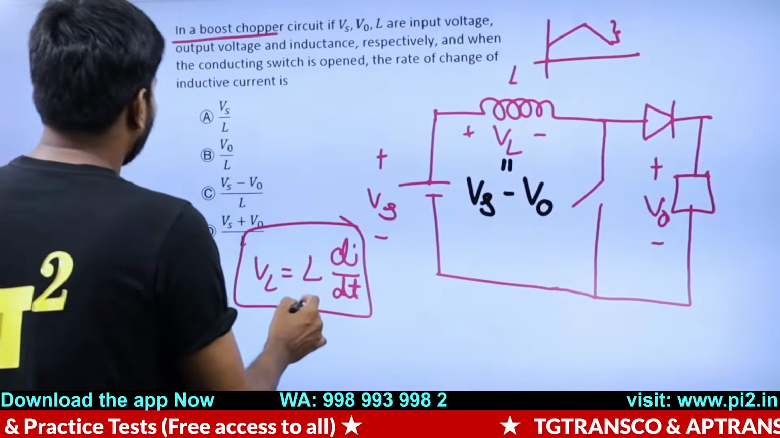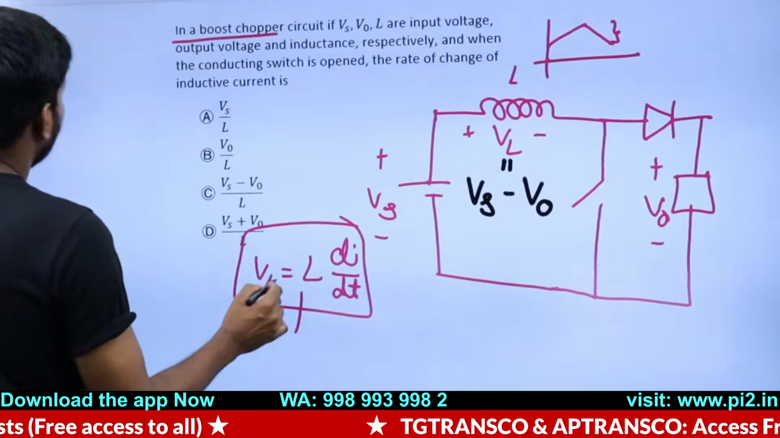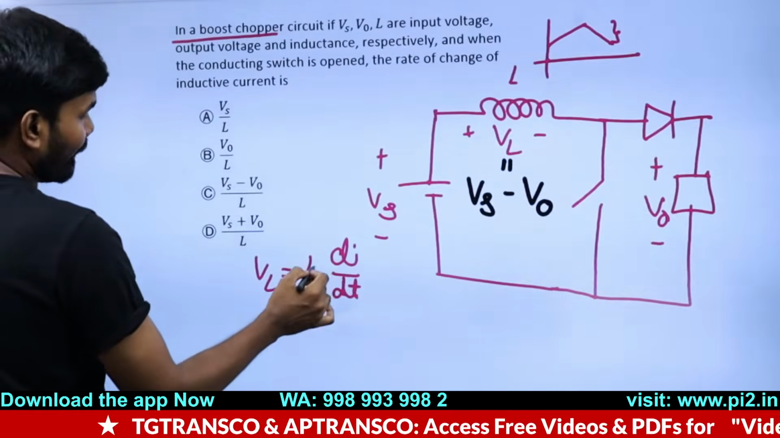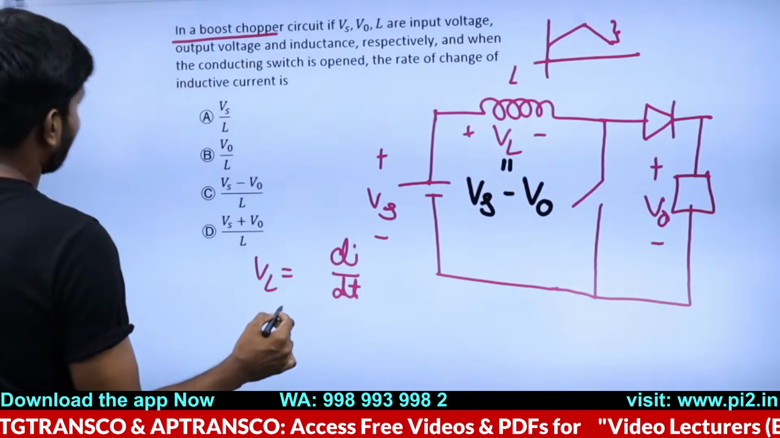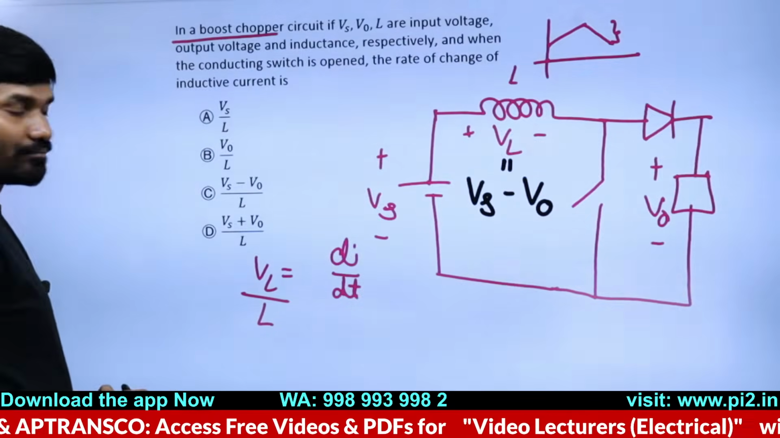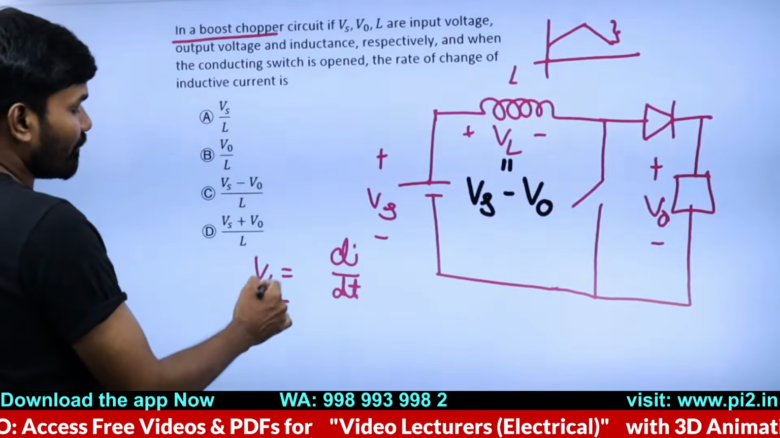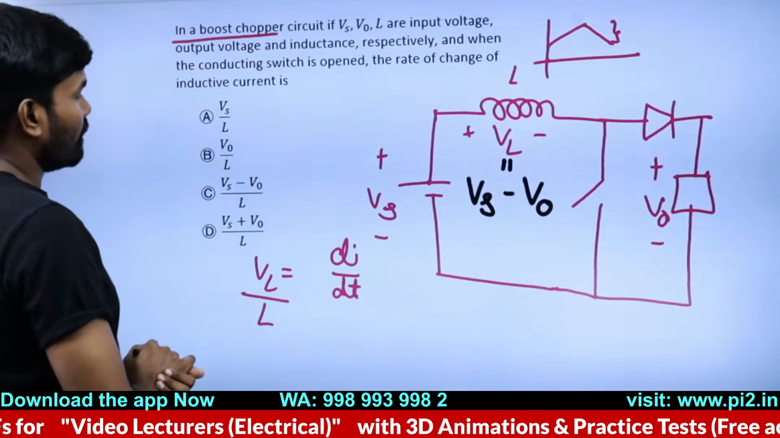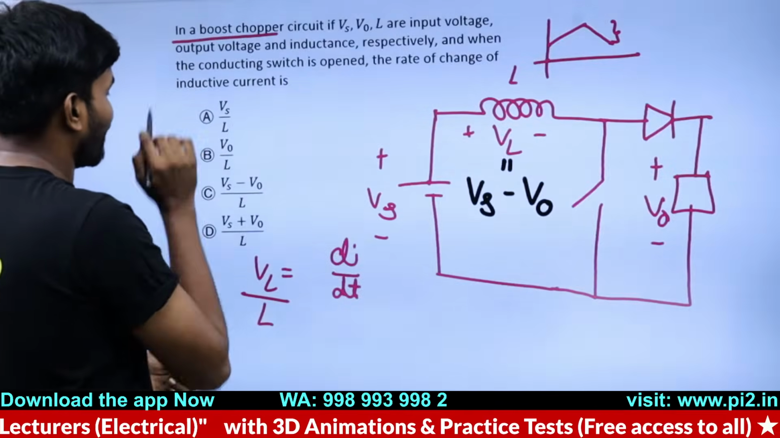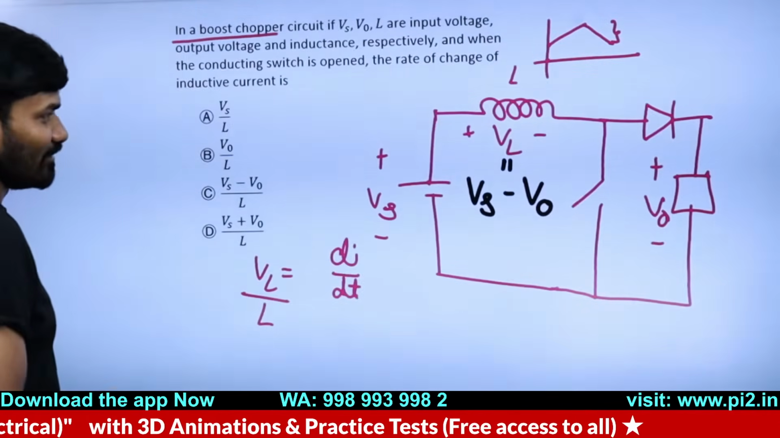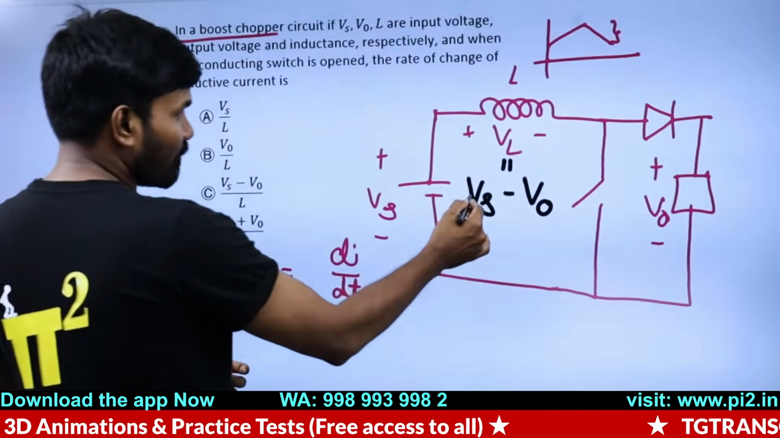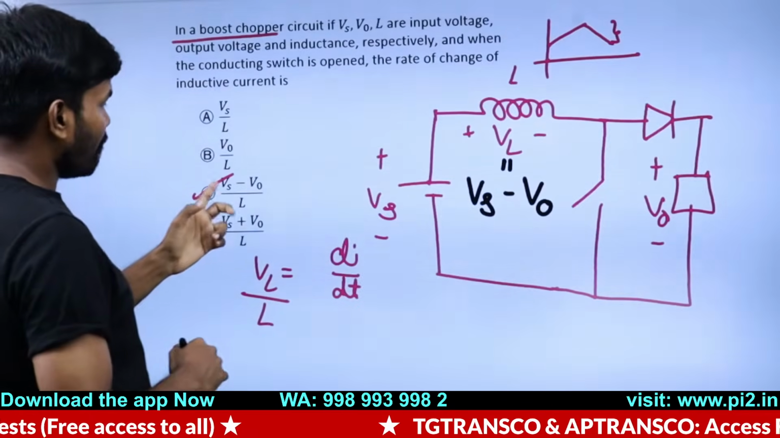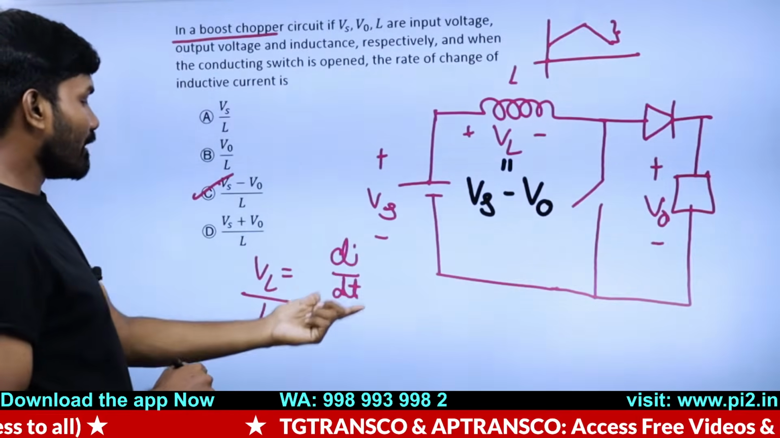Anyways, now it is the rate of change of current. di by dt I want, so I'm taking L to the other side. That's it. di by dt is equal to VL by L, but strangely, that is also not there. Vs by L is there, V0 by L is there, VL by L is not there. But yeah, VL is equal to Vs minus V0. Very good. So the answer is this. It's clear. Vs minus V0 is VL, and di by dt is this.